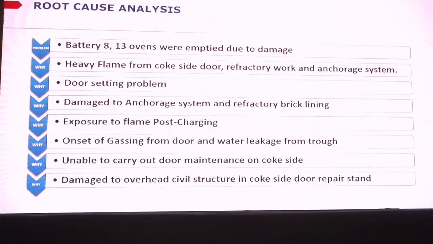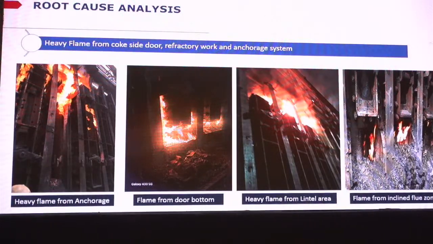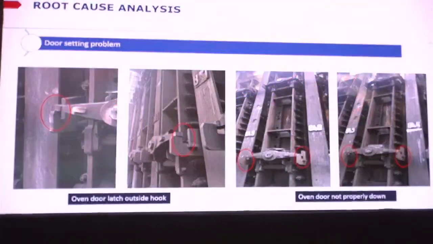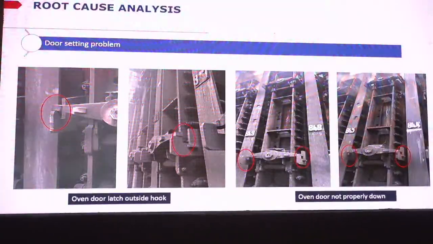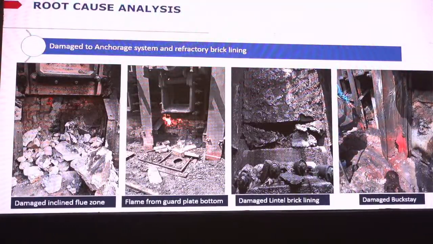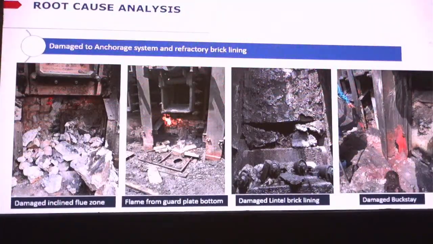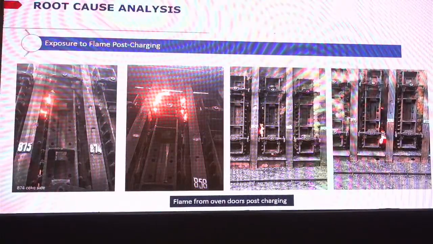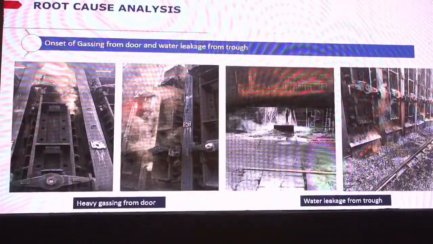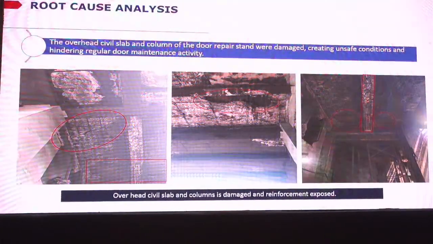So this is the root cause analysis. First, heavy flame from the anchorage system, flame from the door bottom, heavy flame from the lintel area and flame from the inclined flue zones. Oven door latch outside, door setting problem and oven door not properly down. Damaged inclined flue zone, flame from the guard plate bottom, damage to the brick lining and damaged refractory. Flame from the oven door after charging, heavy gassing from the door, water leakage from the upper truck. Overhead civil slab damaged.